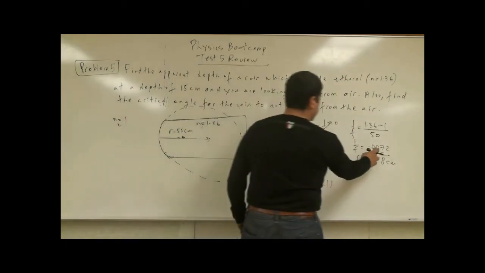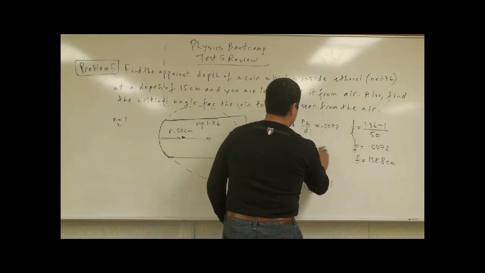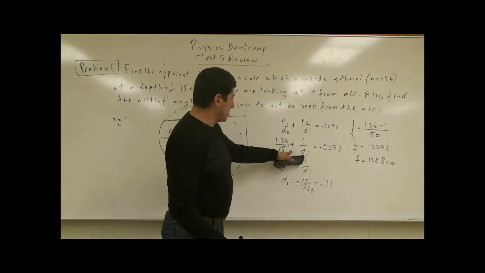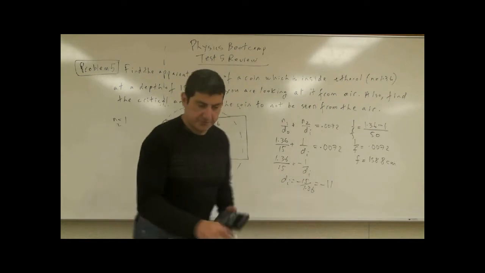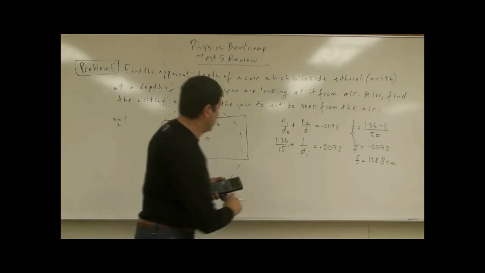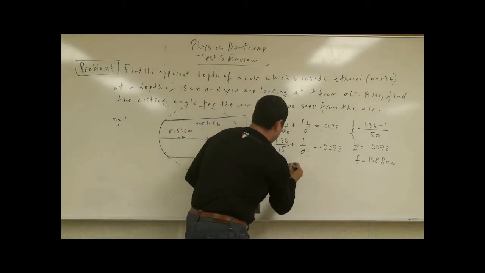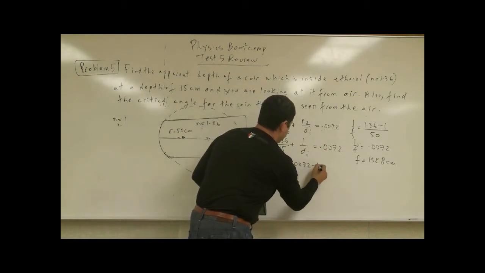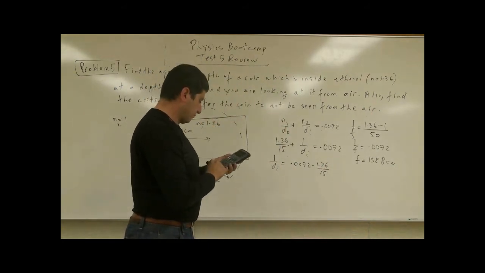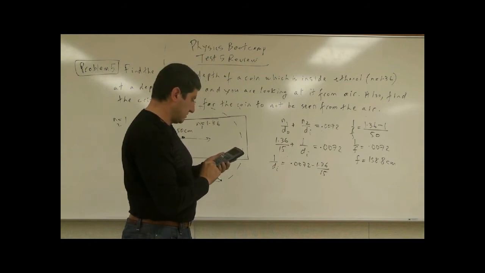So then you put that number 0.0072 here. Over here, you do the same thing that we just did a minute ago. You just do 1 over di, right? 1 over di is equal to 0.0072 minus 1.36 over 15. So you have 0.0072 minus 1.36 over 15.